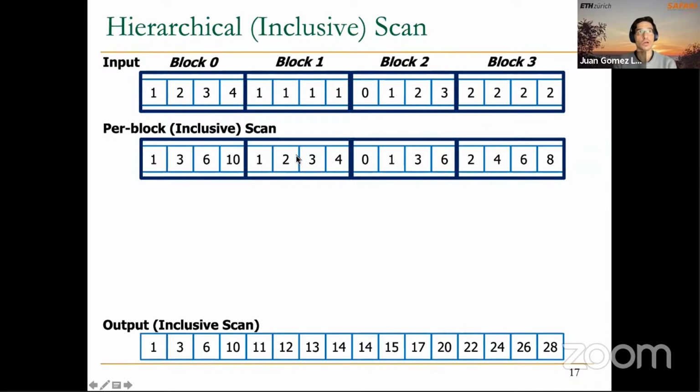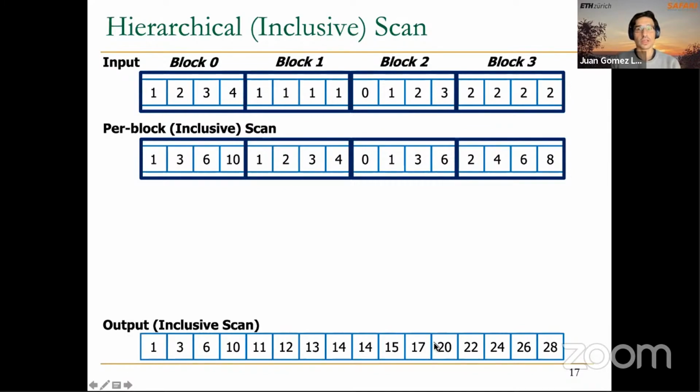So 1, 1, these 2 is the result of adding these 2 ones, these 3 is the result of adding these 3 ones, and so on. And it's exactly the same for the rest of the blocks as well. But now, how do we go from this array of partial scan operation or per block scan results to this output that is the actual inclusive scan for the whole array?